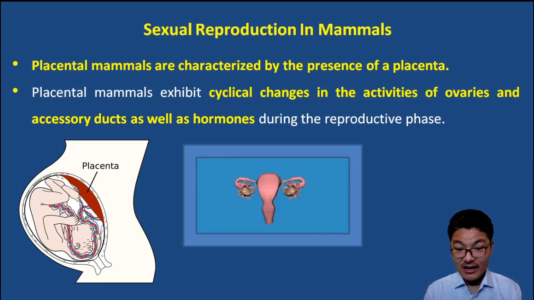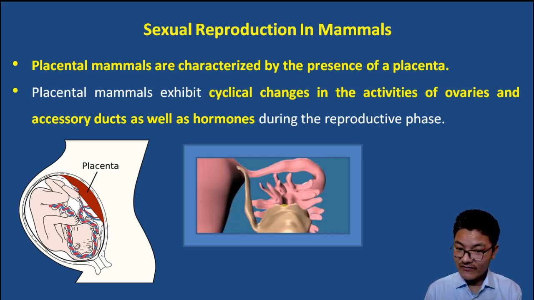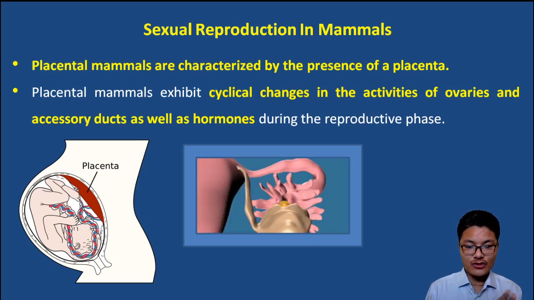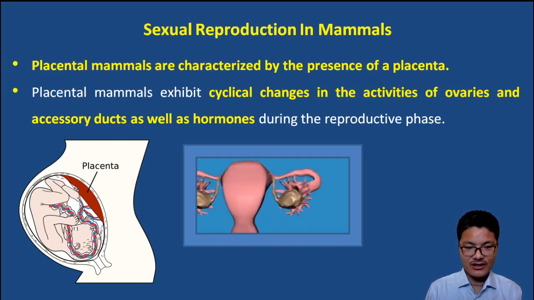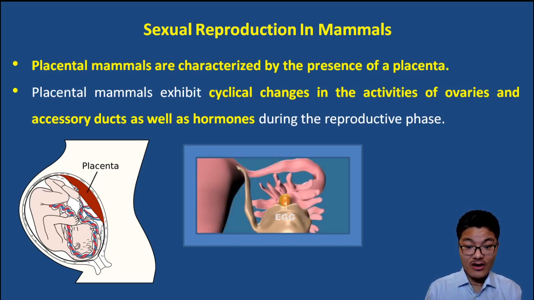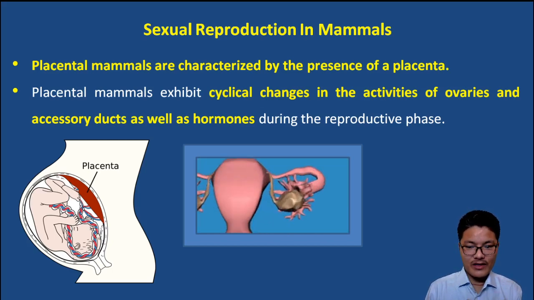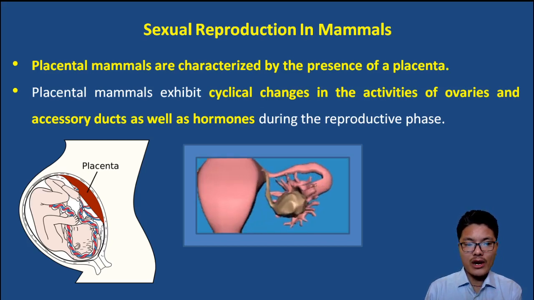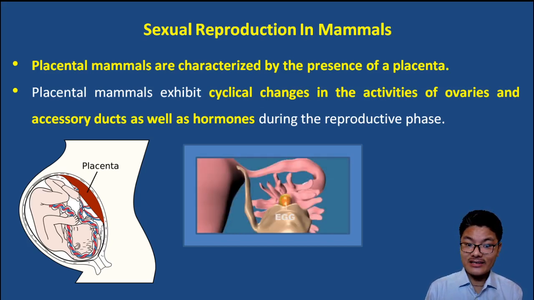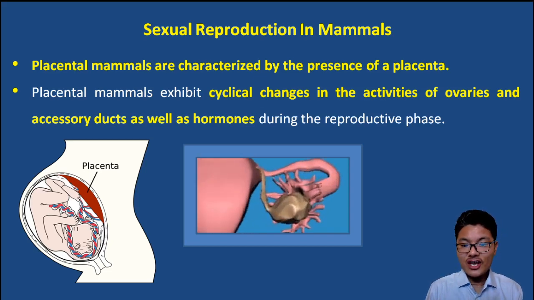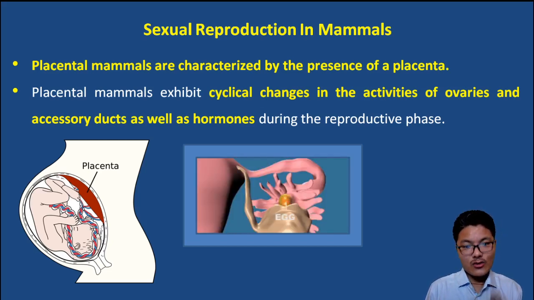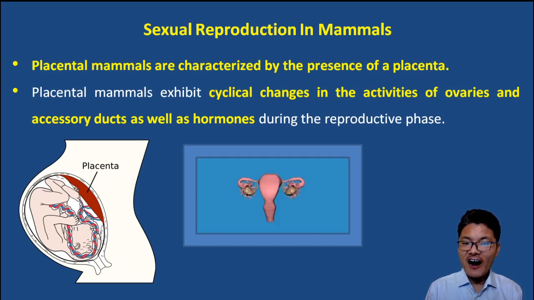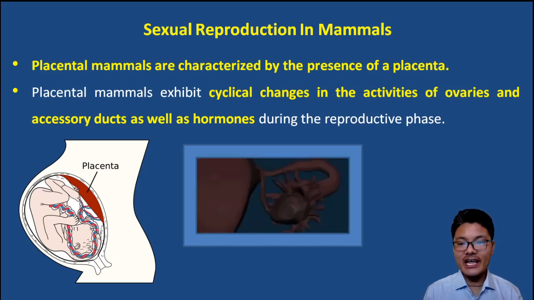So once the female enters the reproductive phase, she is able to produce eggs, which are transported through the fallopian tube, and thereby reproduction occurs, right? All this happens with the help of the primary reproductive organ, the ovary, and its accessory ducts. Along with that, without hormones, these cyclical changes don't occur. So cyclical changes are unique in sexually reproducing mammals.